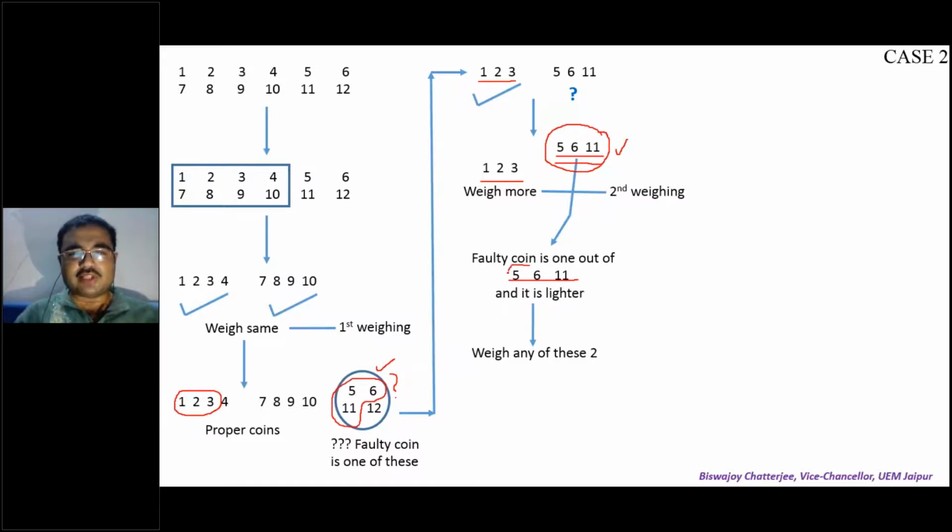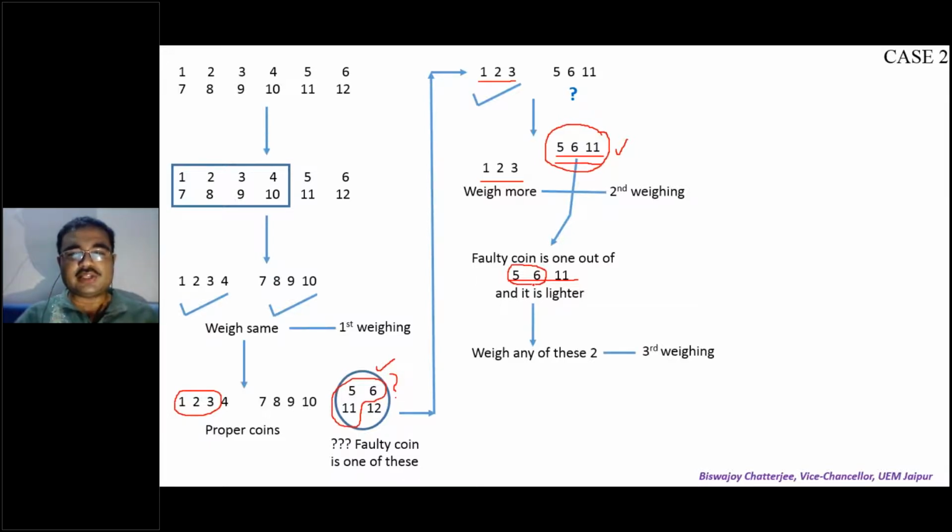Suppose you choose 5 and 6 and weigh them. If they measure the same, then 11 is faulty and lighter. If they don't weigh the same, then you are already seeing the lighter coin on the weigh scale.